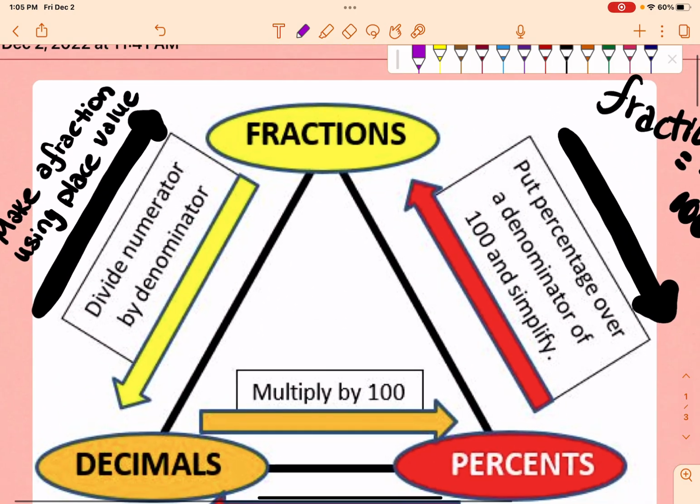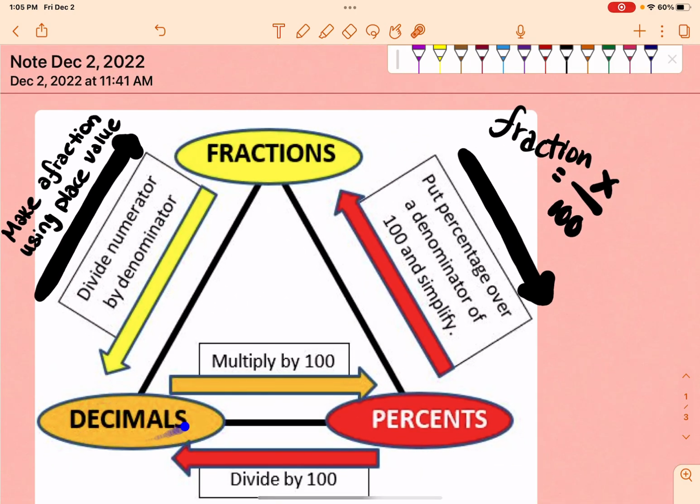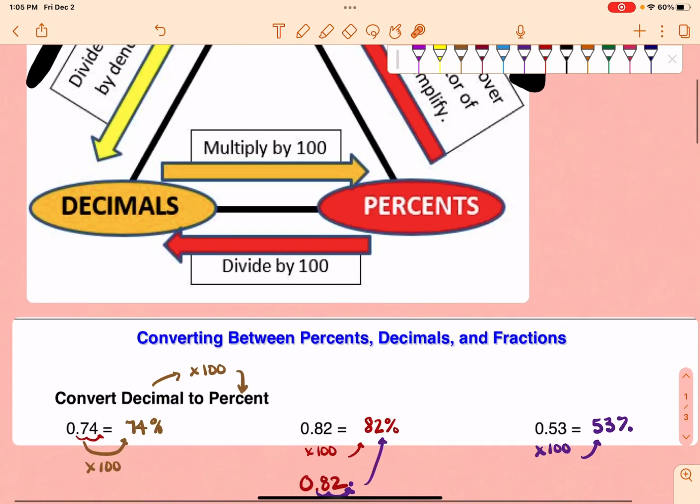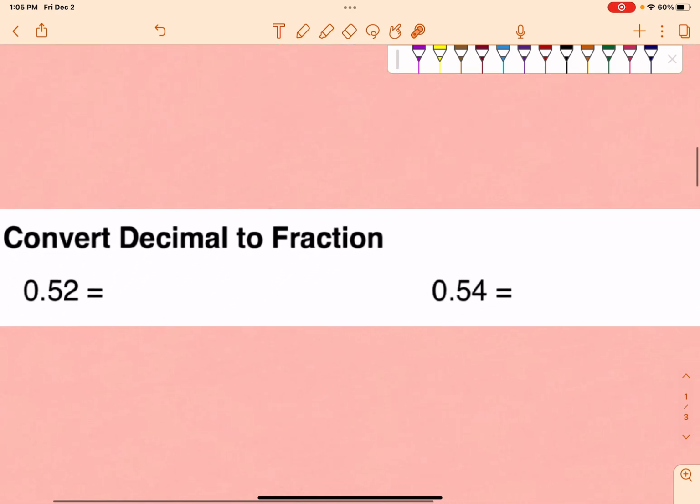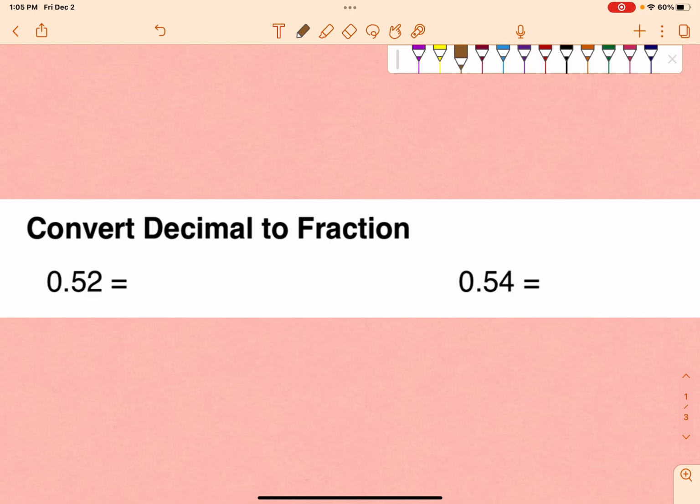If I have a decimal and I want to make it a fraction, I'm going to follow this part. So I'm going to make my fraction using my place value. So if I look at this first one, I have 0.52. So in my fraction, that's going to go on the top. And then this is tenths, and that's hundredths. So you look for the last spot. So if that's in the 100th spot, that means in the bottom of your fraction, you're going to get your 100. So I have 52 over 100.